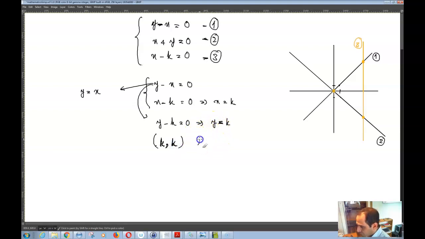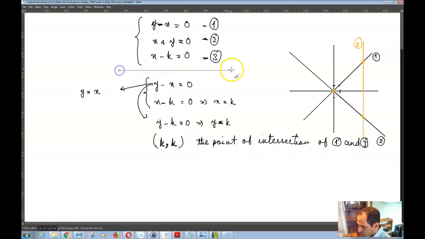So this is the point of intersection of basically 1 and 3. The point of intersection of basically 2 and 3.